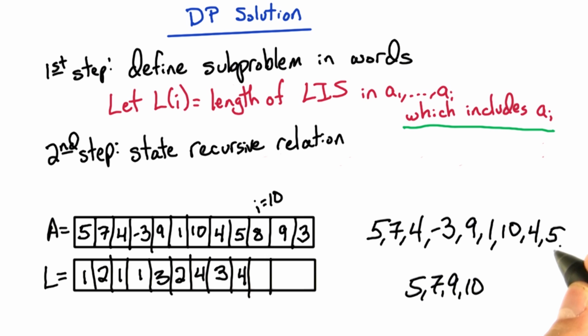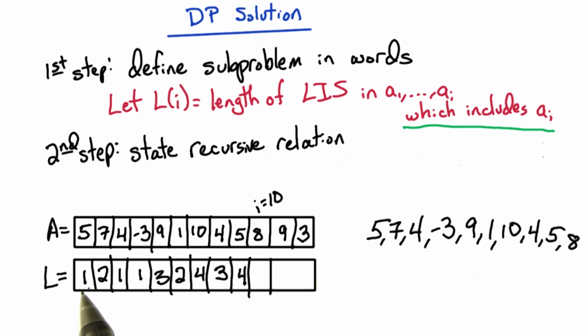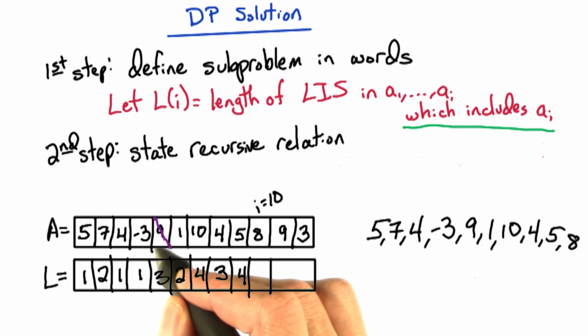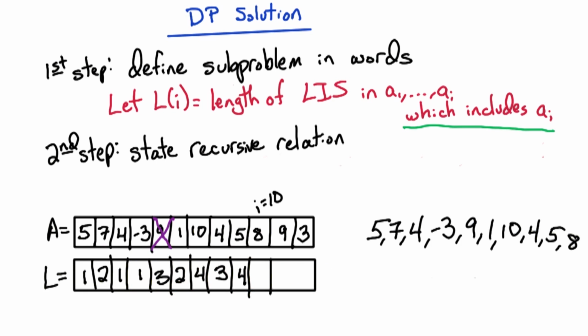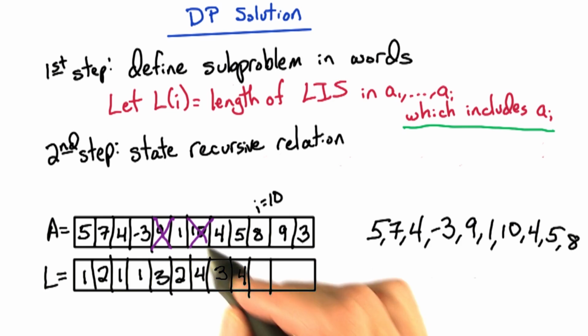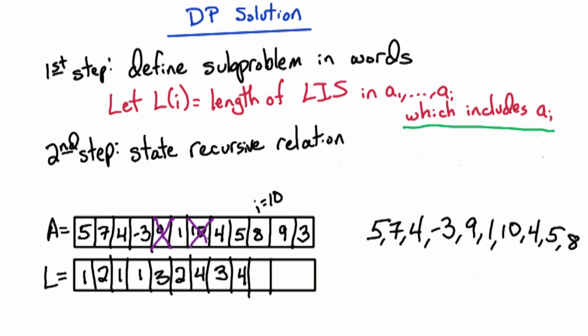Finally, let's look at the case I equals 10, which is the case which caused the problems in the earlier definition of L. Now in this case, we want to see which subproblems allow us to append 8 onto the end of it. Now notice, 8 can be appended onto subsequences ending at 5, 7, 4, minus 3, but 9 it cannot get appended onto, because that won't be increasing. It can't get appended onto 10 either. But the others allow it to be appended onto the end.